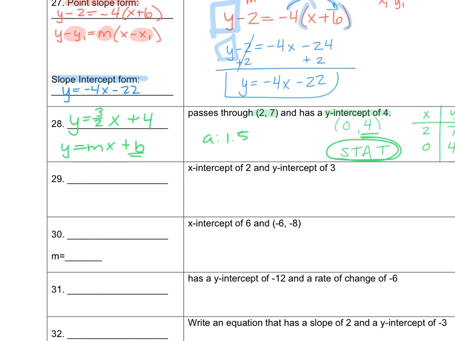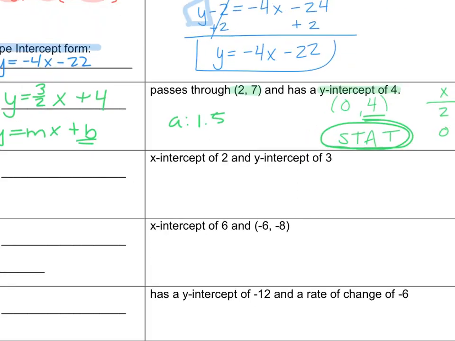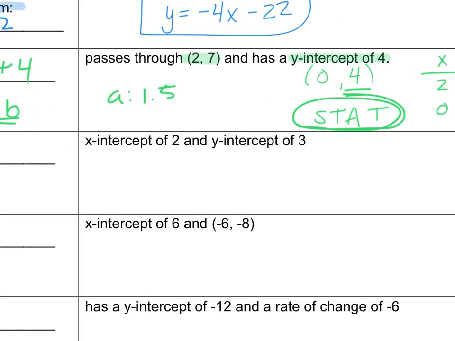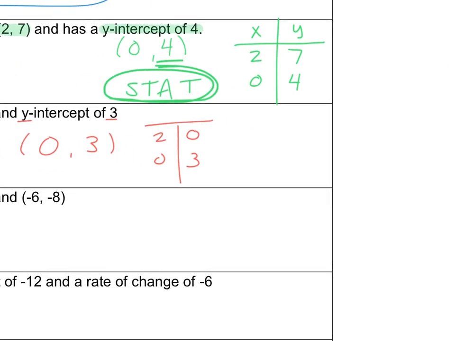Okay, 29 is a bunch of the same, but it's got that x-intercept and that y-intercept in disguise. With the x-intercept, you want the x number to be 2, and then y is 0. With the y-intercept, I want your y number to be 3, and the other to be 0. So that allows you to set up a table, (2, 0) and (0, 3), to be able to put that in stat to find your equation.